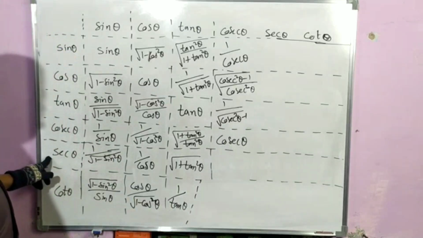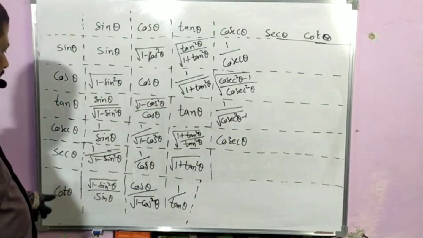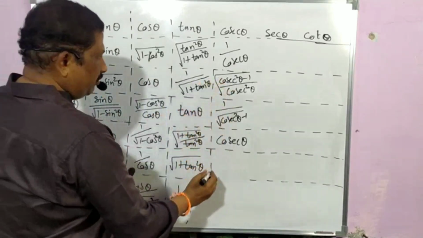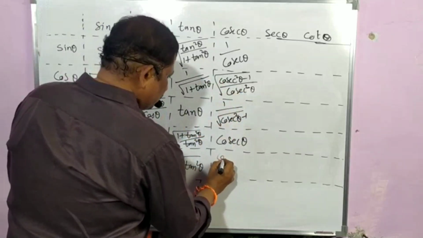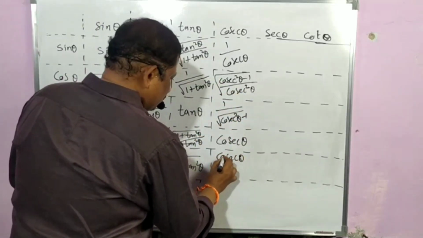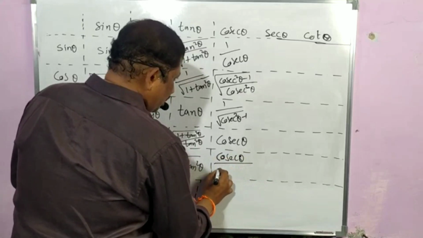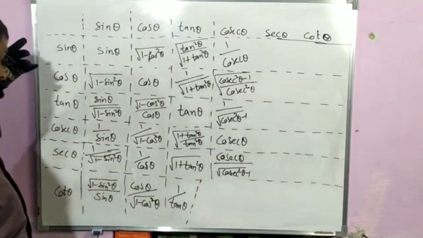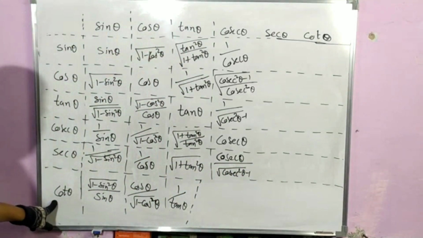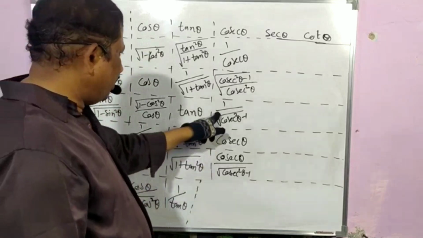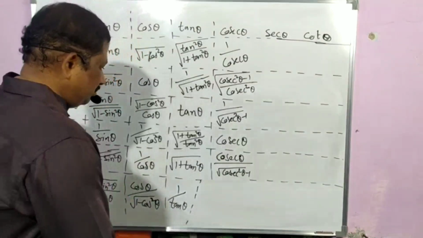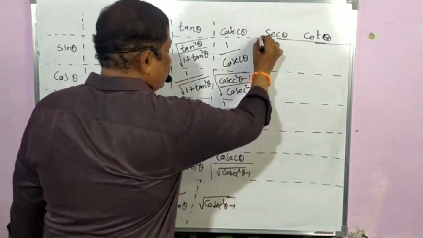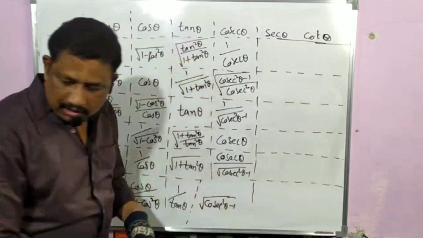Next is secant. Secant first we have to write in the form of cos. Cos can be written as this one, so 1 by cos is the reciprocal of this one. The square root gets cancelled: cosecant theta by under root of cosecant square theta minus 1. Next, cot theta. Cot can be written as 1 by tan theta. Tan we already got, so the reciprocal of this one: root of cosecant square theta minus 1. Okay, clear?